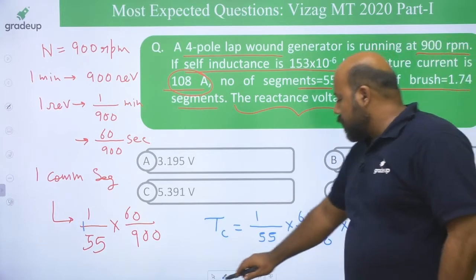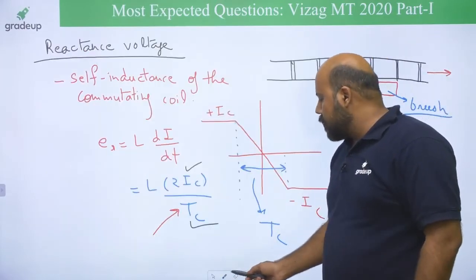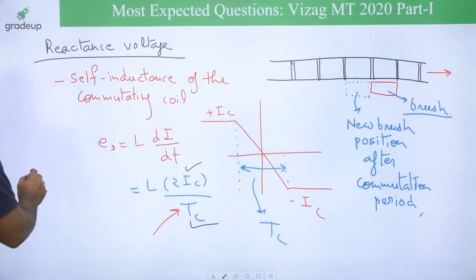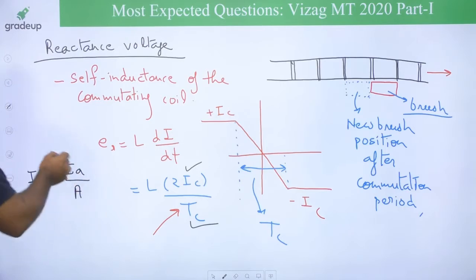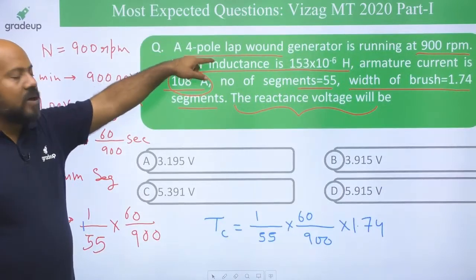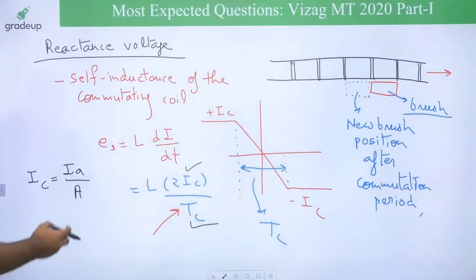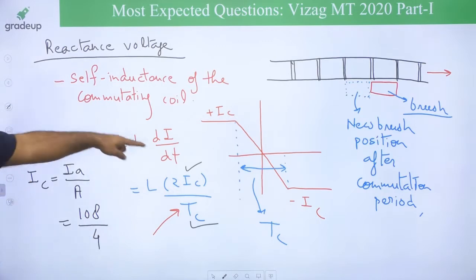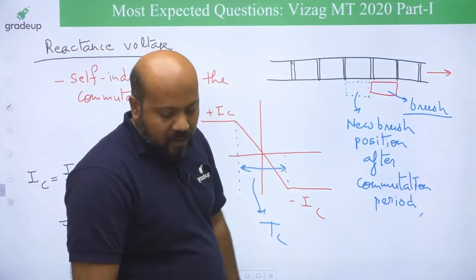Now the question is how to find this current IC, because inductance is given. What is IC? IC is going to be the armature current in each parallel path. What is the number of parallel paths? It is a lap wound machine, 4 poles. So the number of parallel paths is equal to the number of poles, that is 4. So you are going to put here 108 amperes divided by 4. So IC value you can put, L value is given in the problem, and the commutation time period you have found, so you can get it.